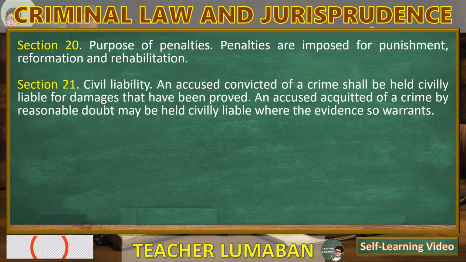Section 21, Civil Liability. An accused convicted of a crime shall be held civilly liable for damages that have been proved. An accused acquitted of a crime by reasonable doubt may be held civilly liable where the evidence so warrants.